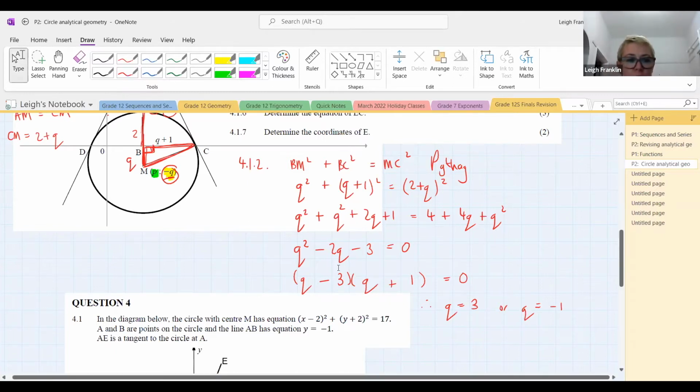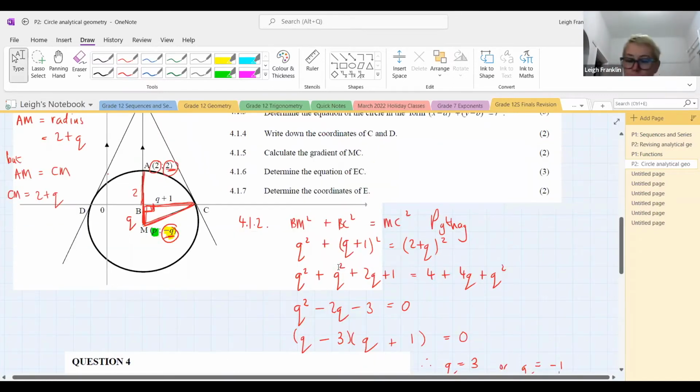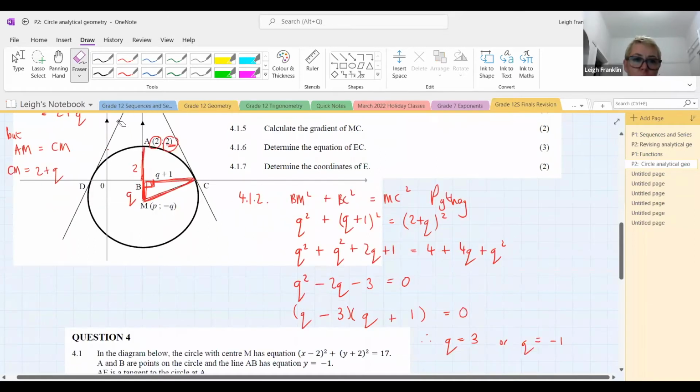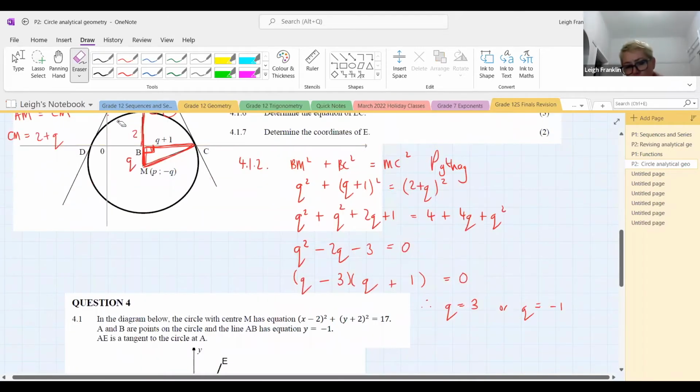Is it possible for Q to be equal to negative 1? Remember, Q is the y coordinate. We are working in quadrant 4.